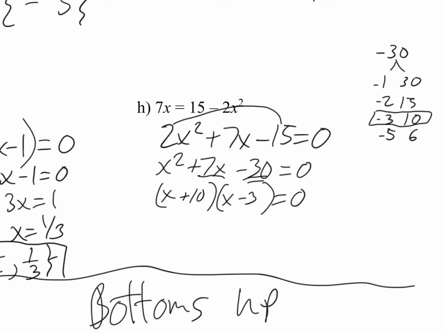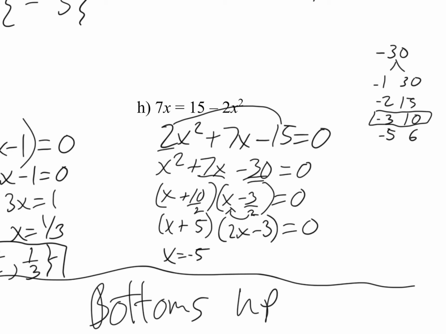All right. Now here we have to do bottoms up. I'm going to bring this 2 back here. I'm going to divide both of my numbers by 2. Divide and reduce. 10 over 2 is 5, so that reduced. If you cannot reduce, you need to do bottoms up and flip that 2 over to the x. And these are your factors. Okay. And then in the end, my answers are going to be negative 5 and 3/2.